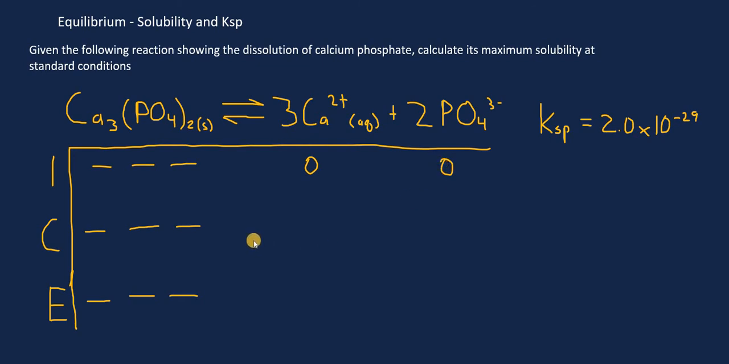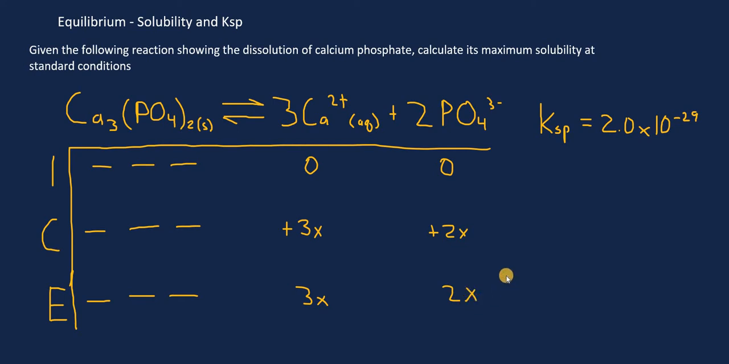And over the course of the reaction, these ions increase by a factor of x. For calcium ion, it's going to increase by a factor of 3x because the coefficient is a 3 in front of calcium. And for phosphate, it's going to increase by a factor of 2x because, again, the coefficient in front of phosphate is a 2. So at equilibrium, you have 0 plus 3x for calcium ions, which is just going to be 3x, and the same deal for phosphate. 0 plus 2x is just 2x at equilibrium.